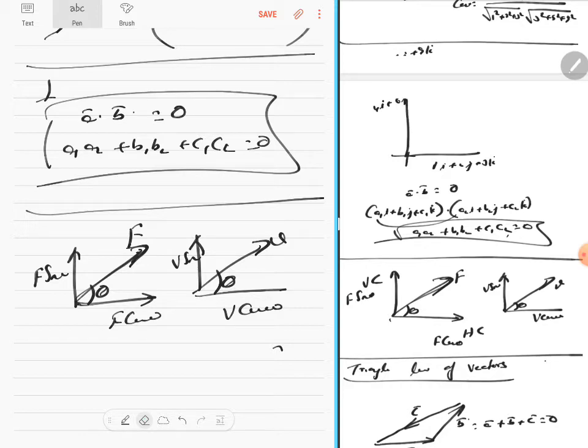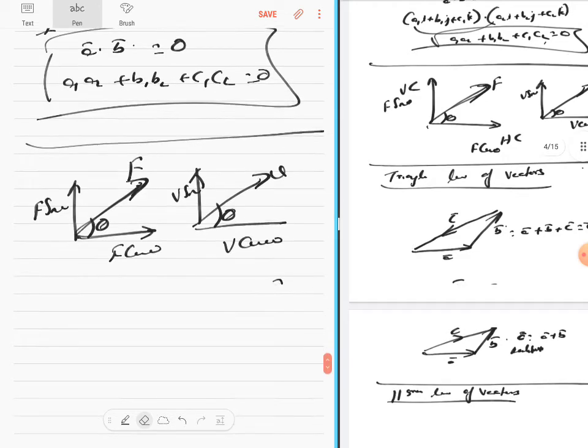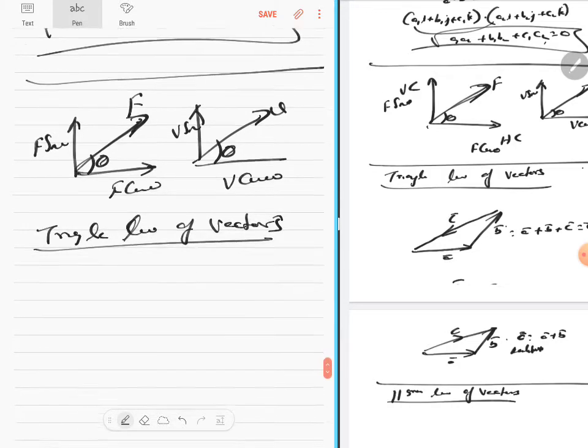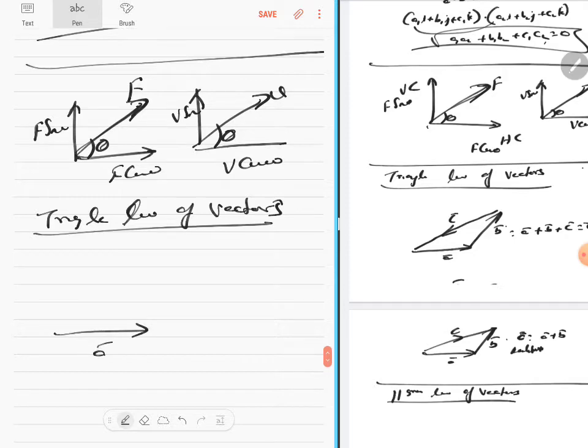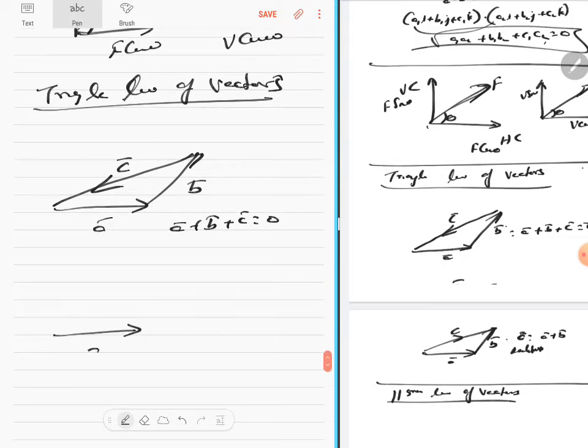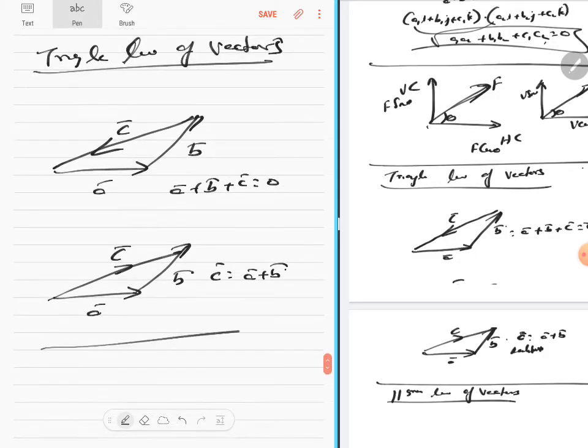Okay, so coming back to the triangle law of vectors. What is the triangle law of vectors? You can refer to my PDF for better handwriting. You have an A vector like this, a B vector like this, and a C vector like this, all of them in the same direction, then A vector plus B vector plus C vector is equal to 0. Suppose you have an A vector like this and a B vector like this, and the C vector in the opposite direction, you can say C vector itself is A vector plus B vector. This is known as the triangle law of vectors.